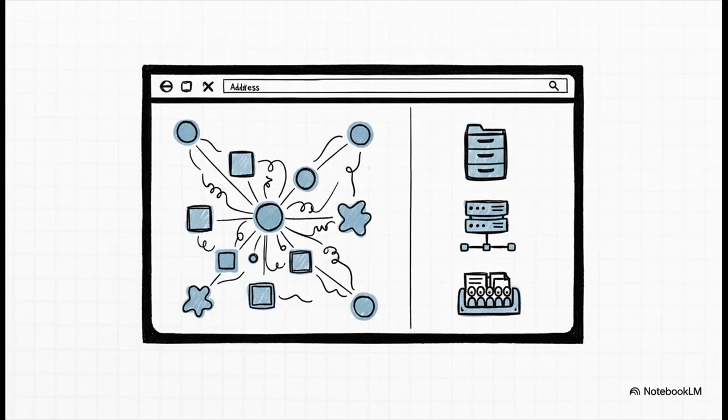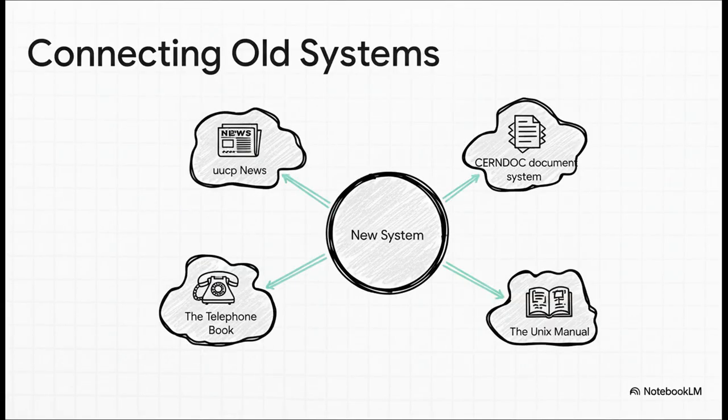But hold on. How do you get people to start using a totally new system when all their important stuff is stuck in the old ones? Well, here is the proposal's killer idea, the gateway concept. The idea was to build one piece of software, a browser, that could not only read all these new hypertext documents, but could also act as a kind of magic window into all the old existing databases. This meant the system would actually be useful on day one.